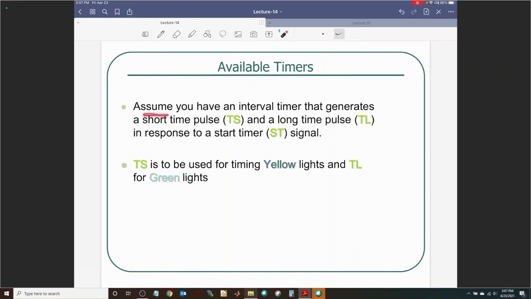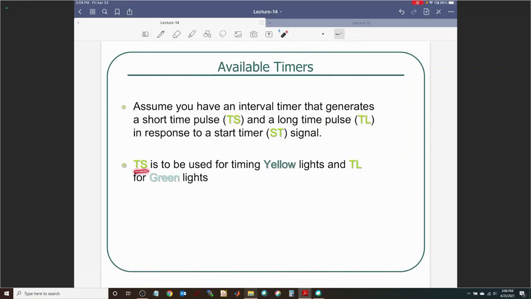Well, we are going to assume that we have an interval timer that generates a short pulse, a short timer, TS, and a long time pulse, TL. This pulse, short time and long time, is in response to a start timer signal. So whenever you start this timer, there is a short pulse that is going to start expiring in the interval timer counting down, and there is a long time pulse that is also going to start counting down, right? But both are in response to the same start timer signal.